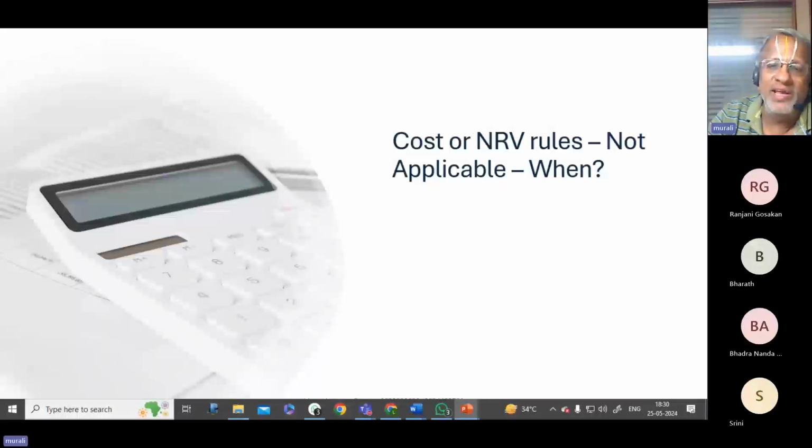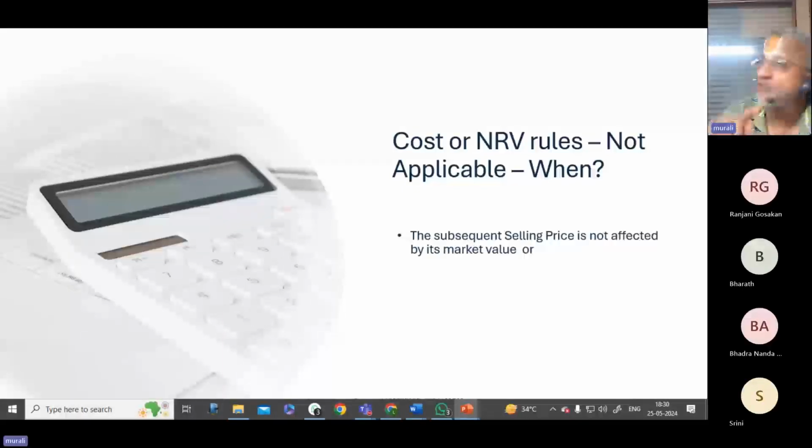So cost or NRV rules not applicable when the subsequent selling price. This is not the one that we were talking about in the previous slide. This is something different. Cost or NRV rules are not applicable when the subsequent selling price is not affected by the market value. So where we have already contracted with our customer that this is the price at which it will be delivered, the fall in the price is not going to affect us because we have predetermined the price. If such be the case, should we have to religiously follow for every fall in the price of the finished goods as cost or NRV whichever is lower?